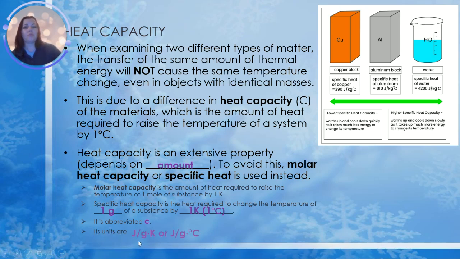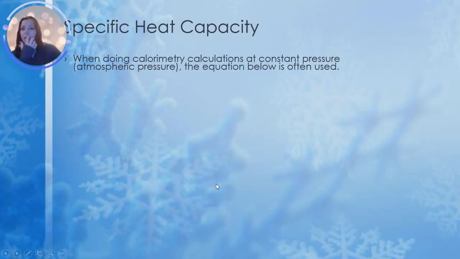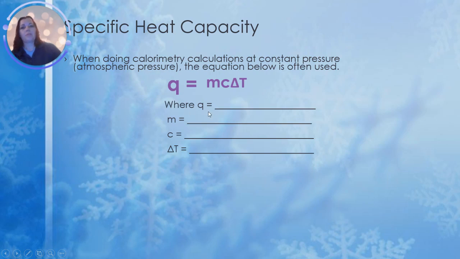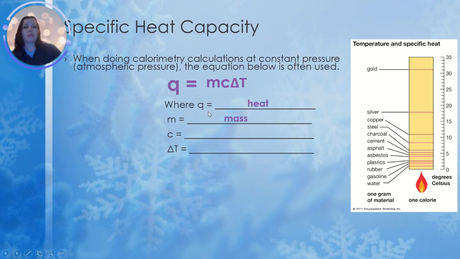The units of specific heat capacity are joules per gram Kelvin, or sorry, no, we do not use degrees with Kelvin. Joules per gram Kelvin, or joules per gram degree Celsius. Okay, so specific heat capacity, continuing this conversation. When you're doing calorimetry calculations at constant pressure, which we assume is atmospheric pressure in our labs, we use this equation: Q = mcΔT. In this case, Q is your heat, m is the mass of the system, c is specific heat, and ΔT is the change in temperature.